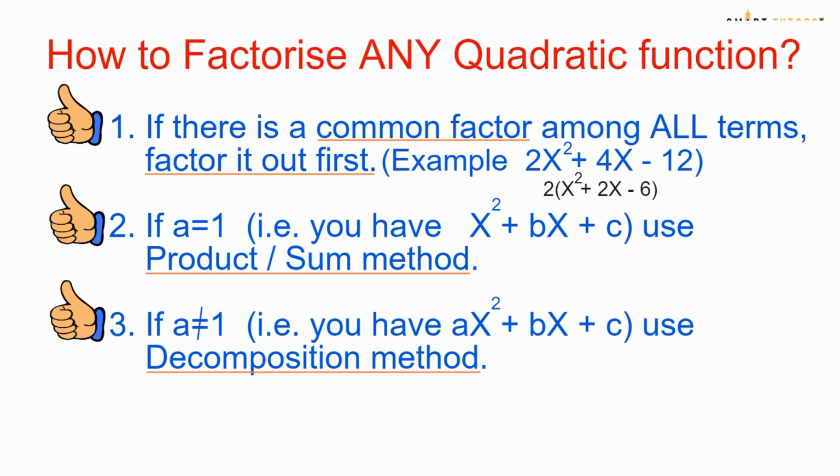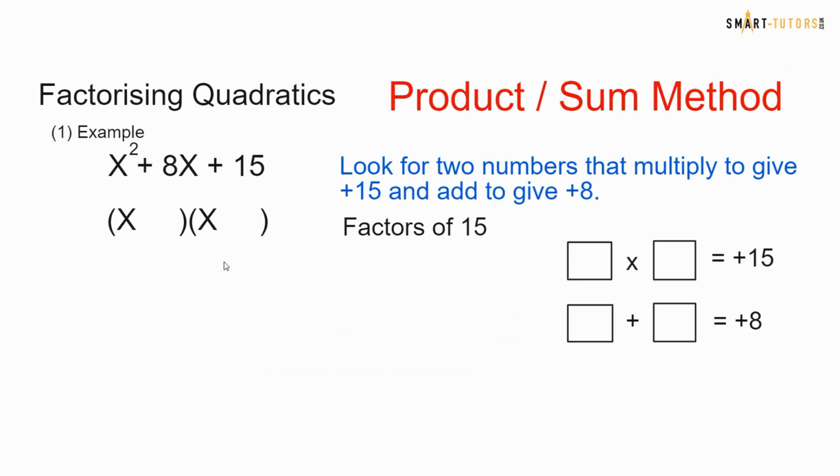Rule number 3. If a is not equal to 1, maybe a number 2, 3, 2x squared, 3x squared, any number in front of x squared, then you have to use the decomposition method, which we are going to discuss in the following slides. Let's look at some examples.